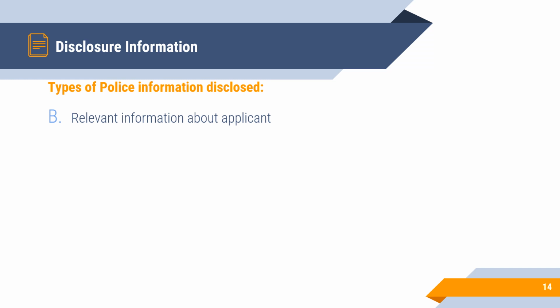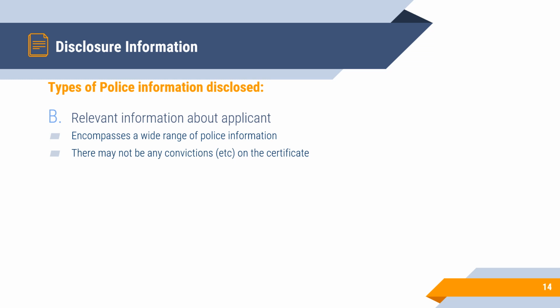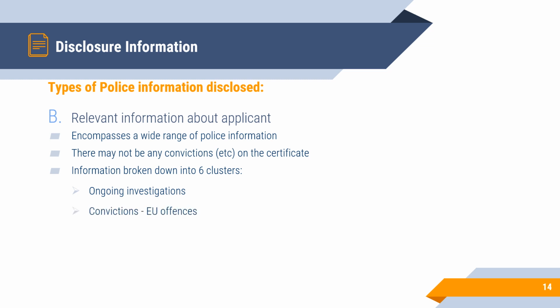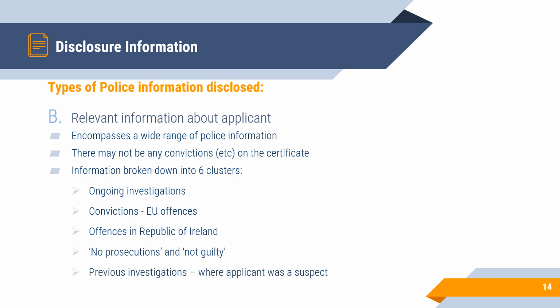The second classification of police information is in relation to relevant information about the applicant. This encompasses a wide range of police information that does not necessarily relate to conviction information. For the purposes of working through this classification, we have broken it down into six clusters, which are information about ongoing police investigations, convictions from EU countries, convictions of offences in the Republic of Ireland, information relating to no prosecutions or not guilty verdicts, details about previous investigations where the applicant was a suspect, and clarification about offences where the police information may be negative for the applicant.